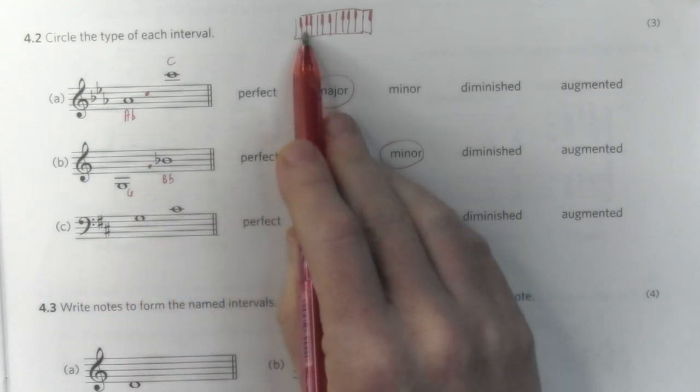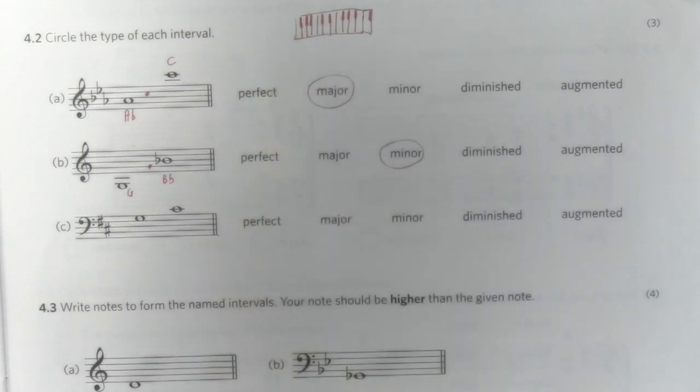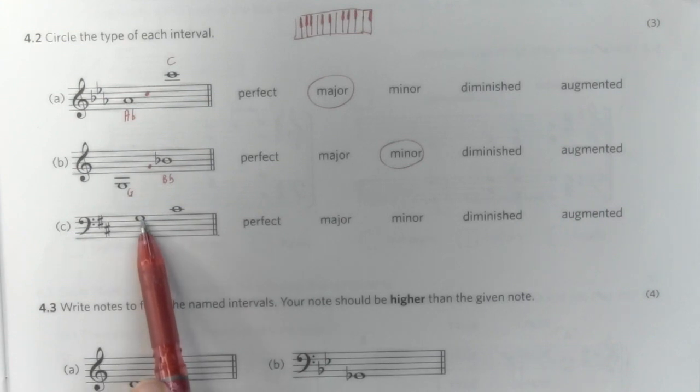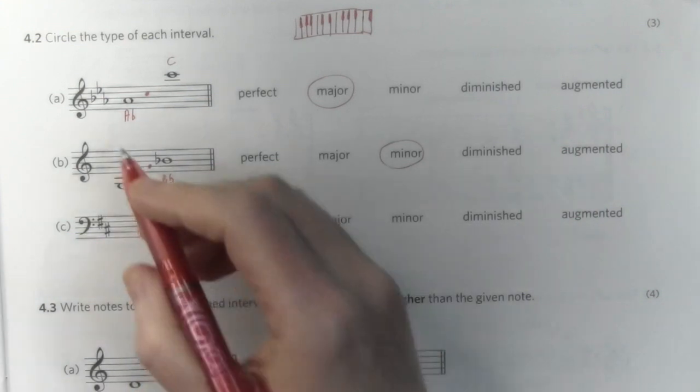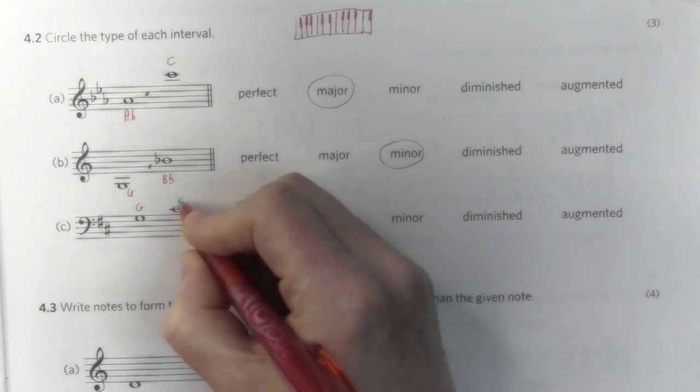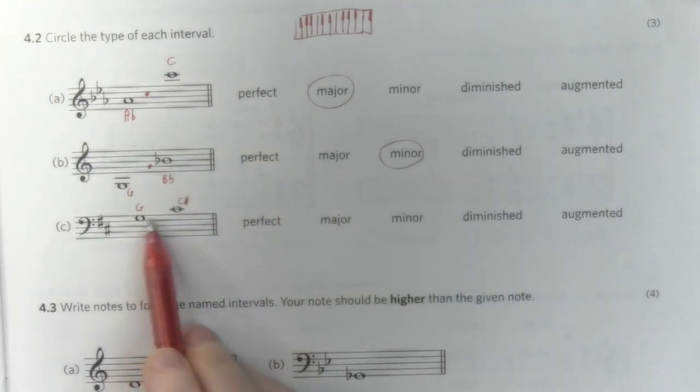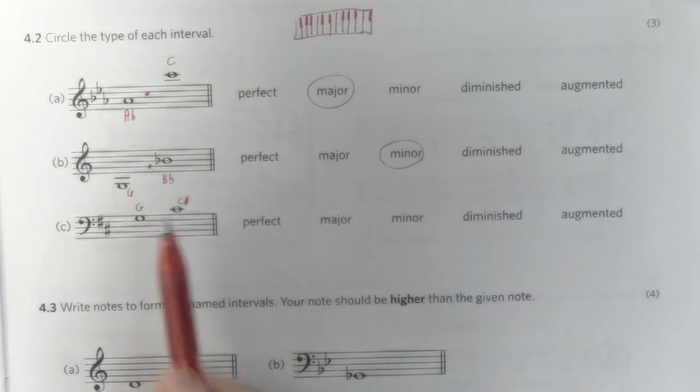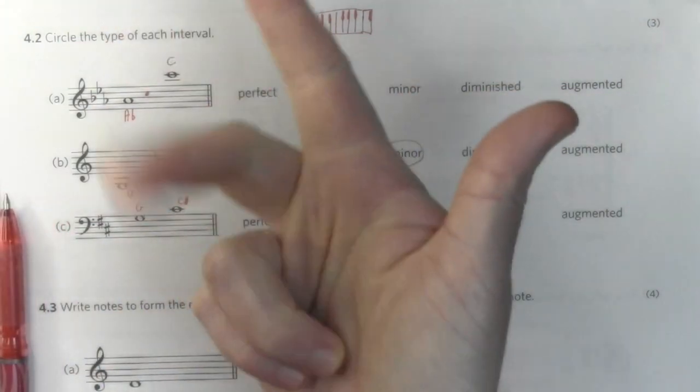Three steps. 1, 2, and 3. Okay, here we have sharps. Watch out. Sol, do sharp. Sol, do sharp. It is a fourth. Sol, la, si, do.